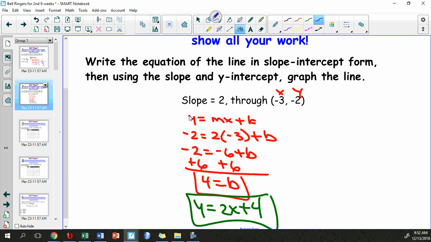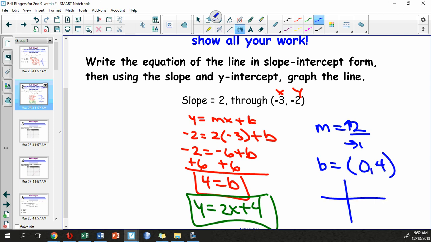This concludes that your slope is going to be 2 over 1, up 2 to the right 1. And your b value or y-intercept is (0, 4). So I'm going to start at (0, 4). And I'm going to go up 2 units and to the right 1. There's my line.